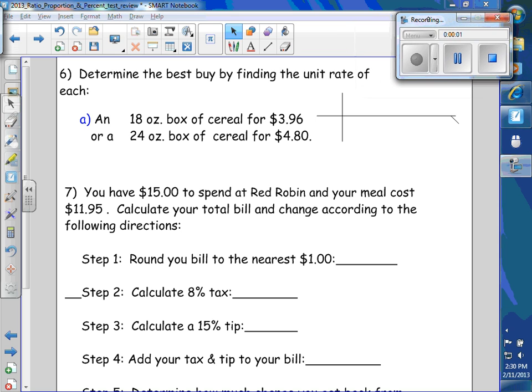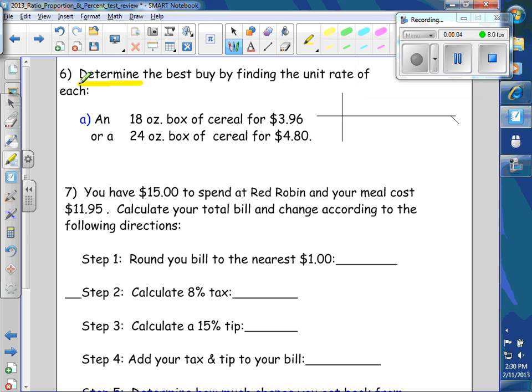On the back side of this, we're looking at number 6, and we're determining the best buy. So the key is you have to find the unit rate, which is the cost per 1 ounce. The first one is cost per 18 ounces. So it's nice to set up a chart. You have $3.96 for 18 ounces.